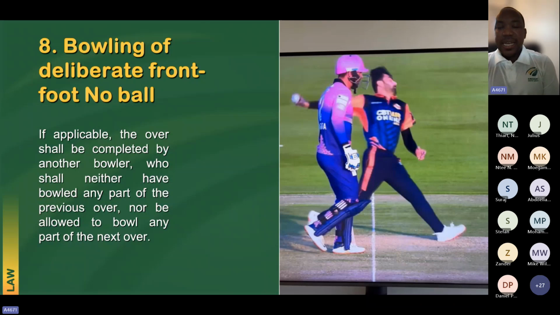So pictured here is a delivery from the recently concluded Abu Dhabi T10. You can see that the bowler is a good meter over the popping crease. Professional bowlers should not be bowling more than a foot over the popping crease. A foot is about 30 centimeters. So this can easily be interpreted as a deliberate front foot no ball.